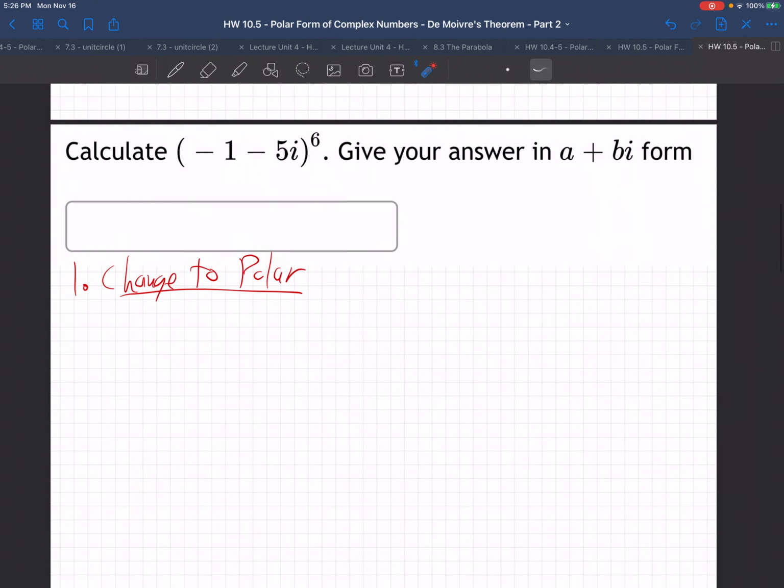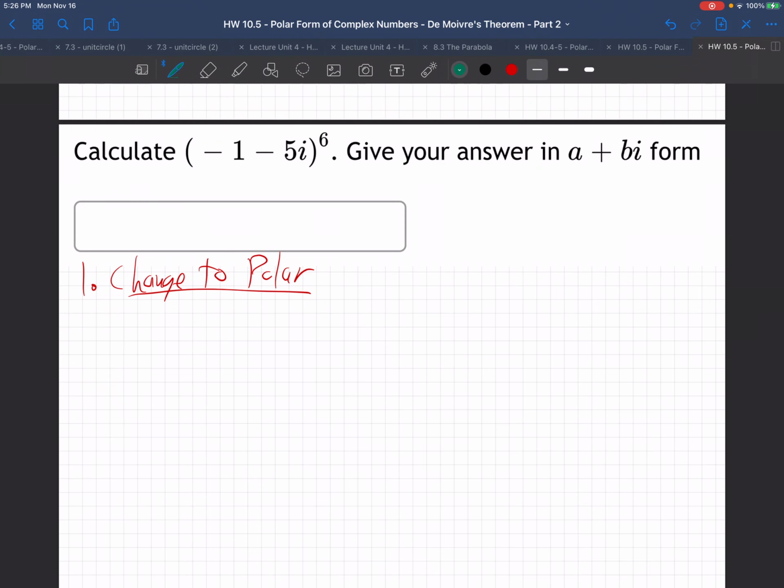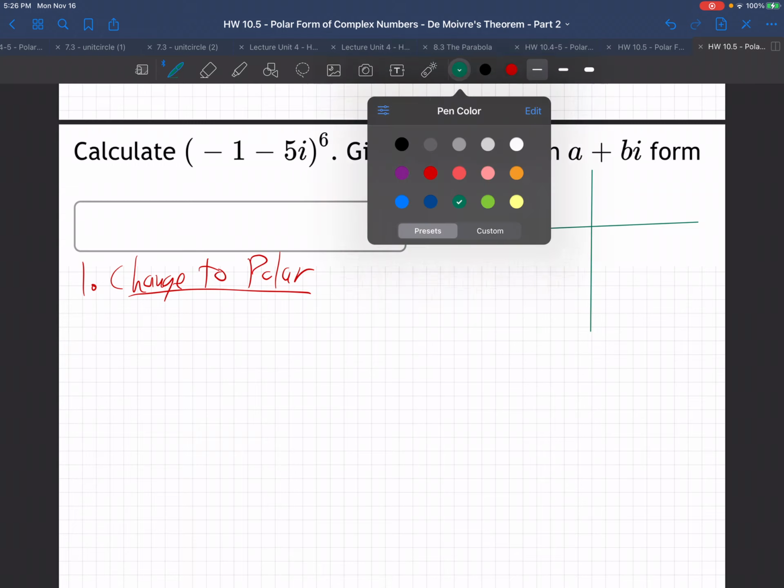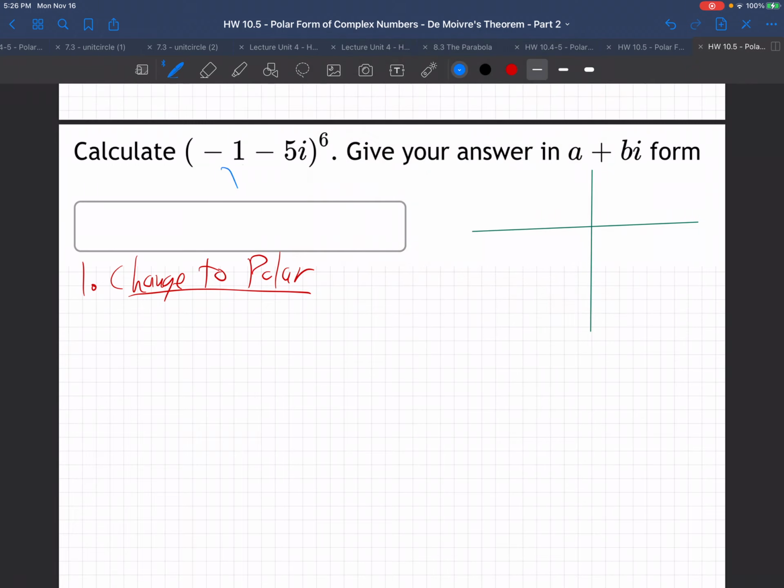So first off, we got to plot the thing. Let's do that over here. So there's a little axis system. We're going to plot this point. This is like the x and the y, right? So it's back 1, down 1, 2, 3, 4, 5. It's right there. That's the number negative 1 minus 5i.